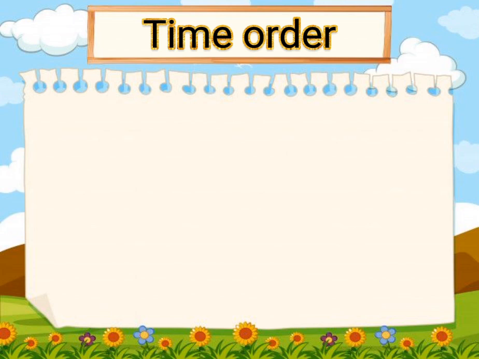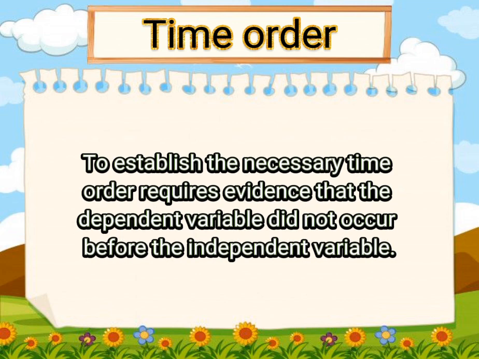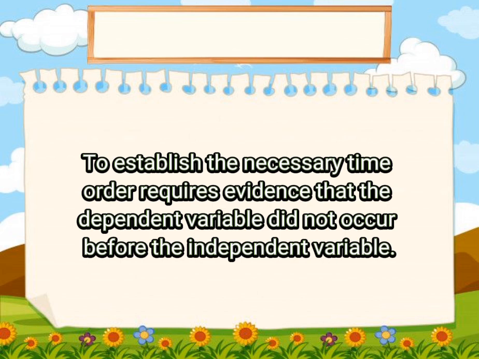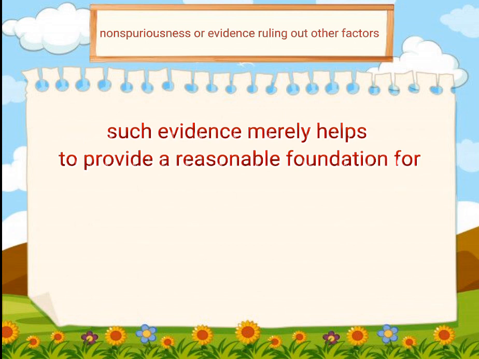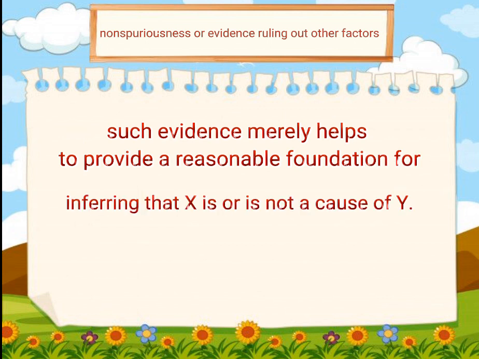A second basis for inferring a causal relationship between two variables relates to the time order of occurrence of the variables. To establish the necessary time order requires evidence that the dependent variable did not occur before the independent variable. The third basis for inferring a causal relationship is non-spuriousness, or evidence ruling out other factors. Such evidence merely helps to provide a reasonable foundation for inferring that X is or is not a cause of Y.